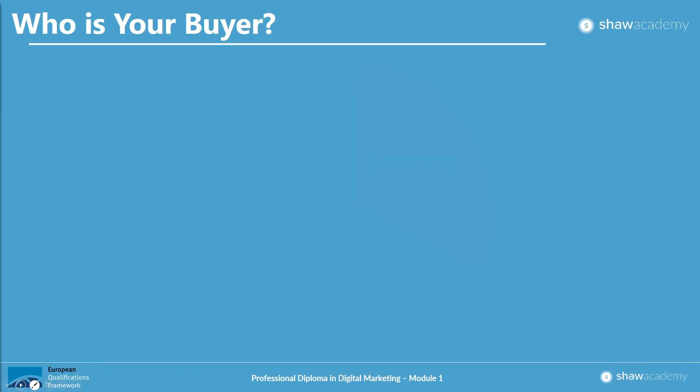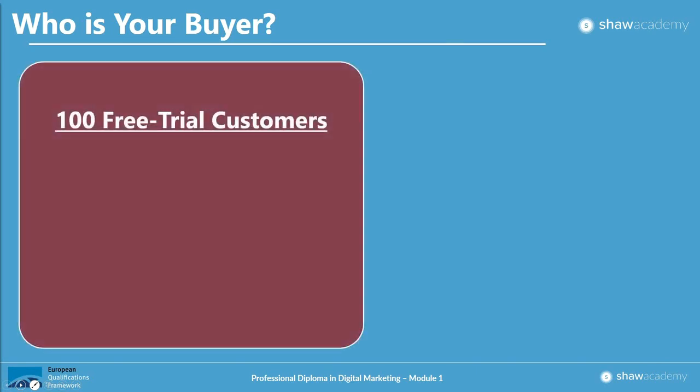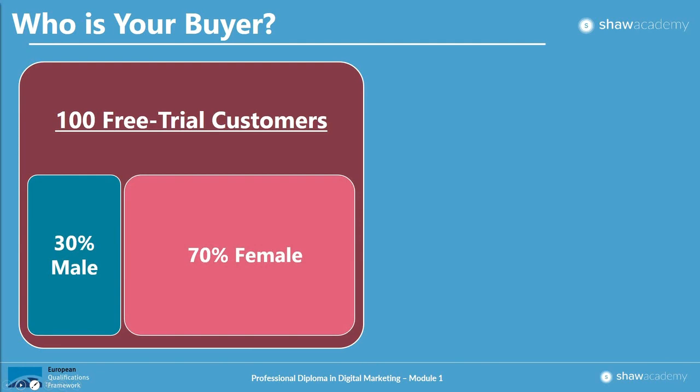So yes, it's important for us to know who our buyer is, but how do we find that out? Well, luckily, I've put a little bit together. Let's have a look here as an example. If we have 100 people signing up for a trial, so it's a free trial or a 30-day trial, whatever it is, and 30% of them are male, so 30 of them are men, and 70% are female, 70 of them are women. That makes up the 100.